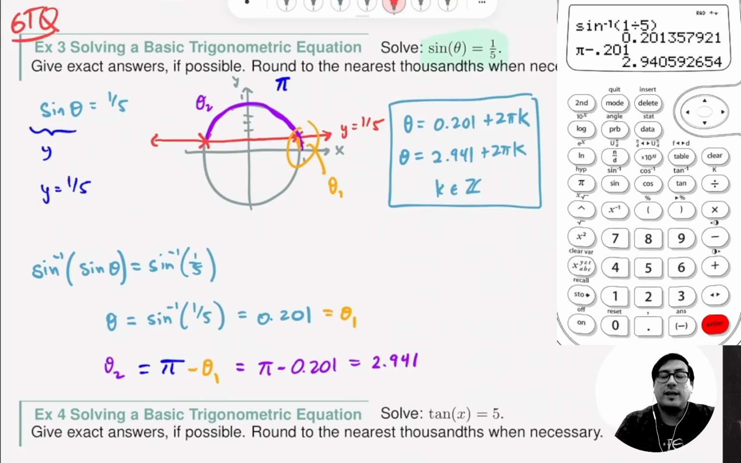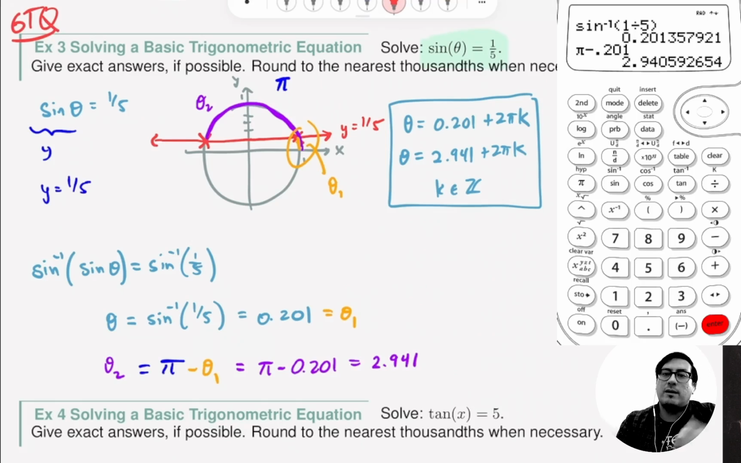Now that we've finished that, tag GTQ, because I always ask a question where you have to solve and think about it and know how to use your calculator responsibly. So I always talk about using your calculator ethically and responsibly. This is what I'm talking about. The calculator is the right tool to solve this problem because sine of theta equals 1/5. The radian measure for that is not a nice number. The radian measure is 0.201 or 2.941. You can't do that without the calculator.